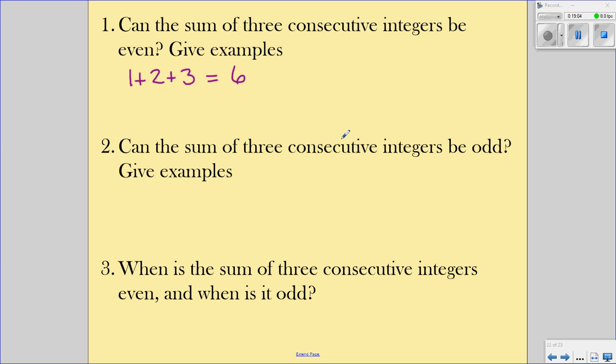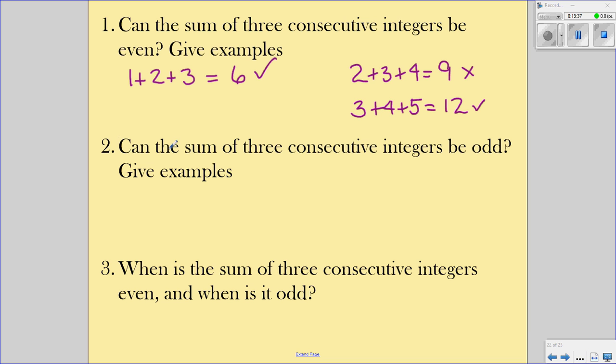I can give other examples. If I do 2 plus 3 plus 4, when I add that, it gives me 9. So that doesn't work out. Let me do another one. Let me start with 3 plus 4 plus 5. When I add that, it gives me 12, and it's even. All right. So yes, we can find 3 consecutive integers whose sum will be even, because I showed it.